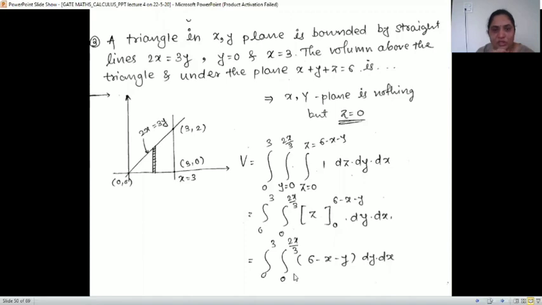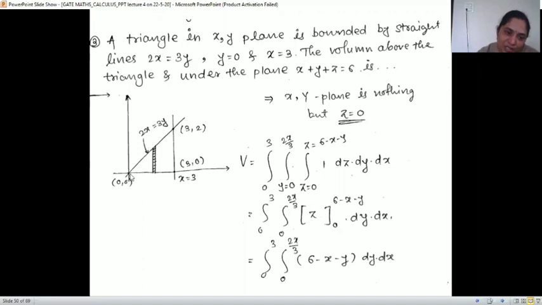The xy plane is nothing but what? Z is 0, right? So we'll try to draw the given lines. The straight line 2x is 3y, that is x is 3 by 2y or y is 2 by 3x. Try to draw the points. So x is 3 by 2y, that is x is 1 point something y.